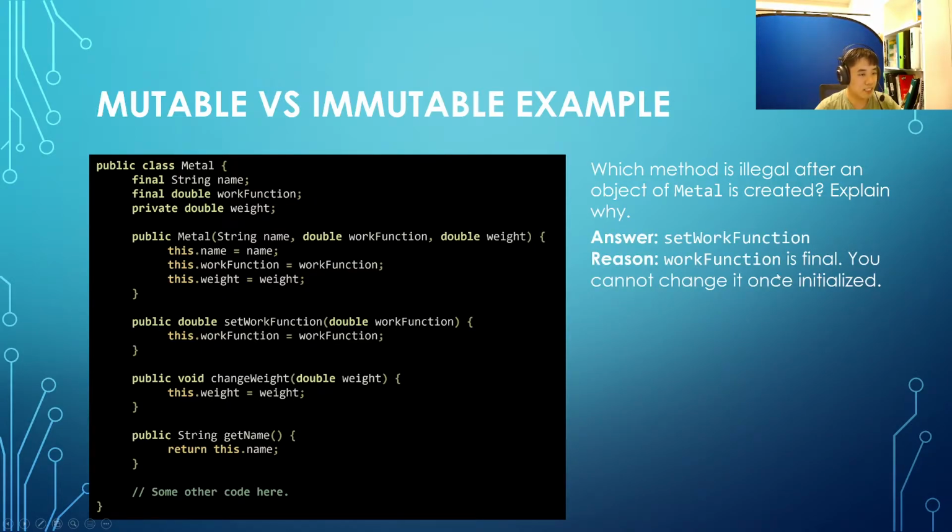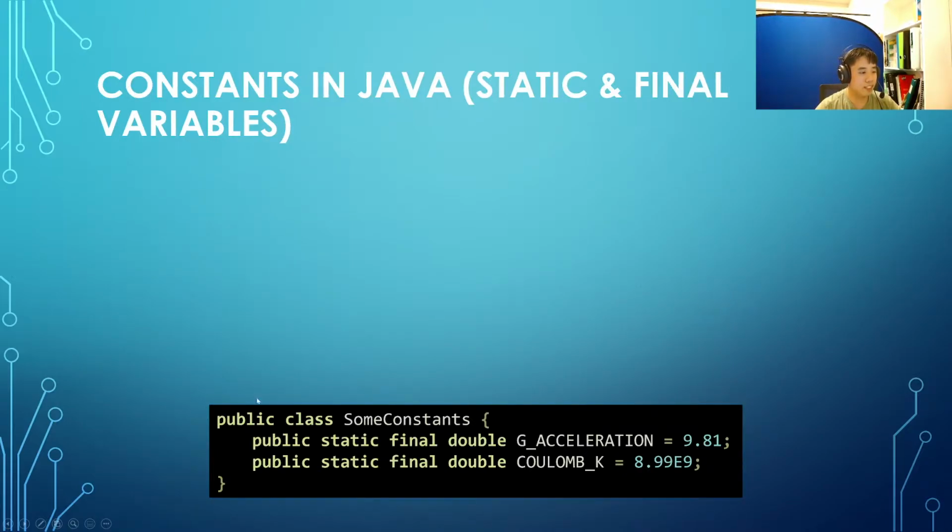Yes, that is illegal, because the work function is final, which means it's going to be constant throughout its life. It cannot be changed. So that is why you don't put a setter method for this. And thinking about it, a method cannot change its work function. I'm not sure if that even works, but as we know right now, I think it's always a constant.